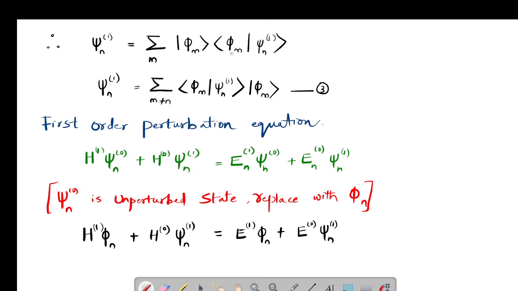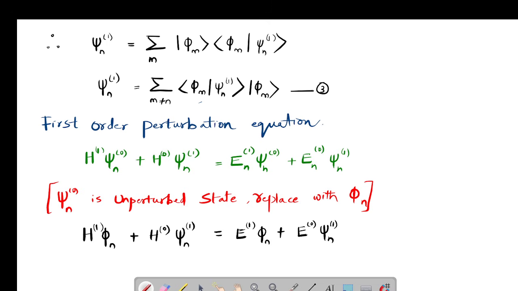So that is psi n power 1 is equal to the summation over m not equal to n, and we have interchanged the terms, like the inner product of phi m and psi n power 1, and ket phi m. That is equation 3.